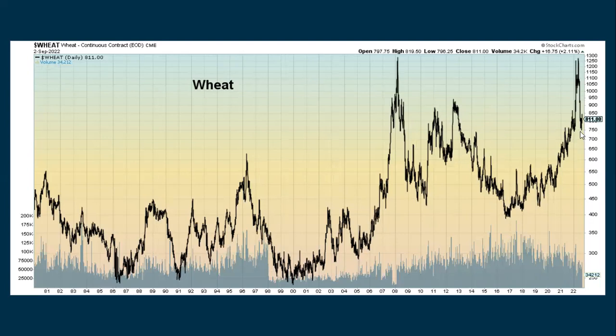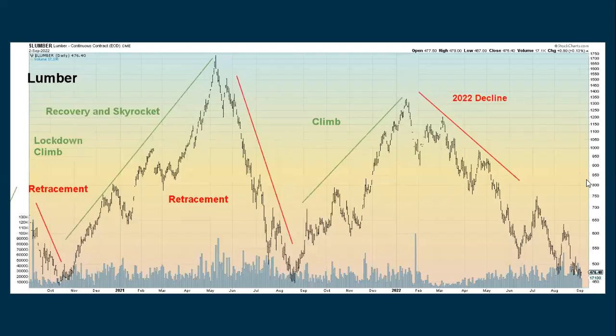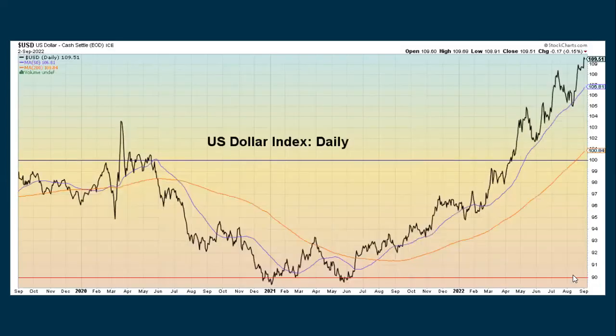Wheat has been bouncing back up a little bit after it did spike. Lumber is also showing an overall downtrend lately. The dollar, this is what's really been going up. Now, the dollar may go in the toilet at some point in the future, but it's not necessarily right now.